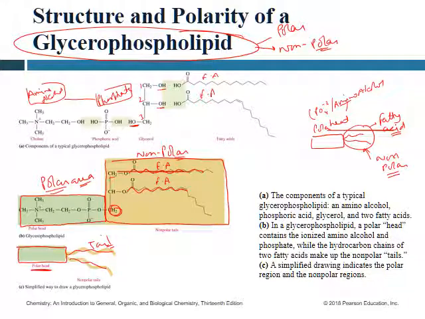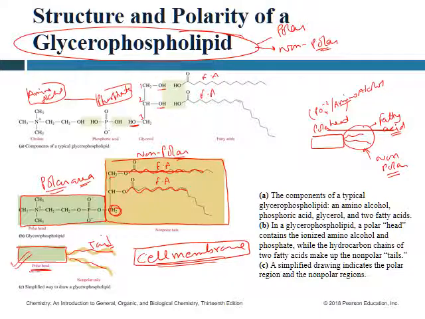This glycerophospholipid is an important component of the cell membrane. We're going to talk about this glycerophospholipid model when we talk about the cell membrane, how the cell membrane is made up and what different components it is made up of, right? But make sure you keep in mind the structure of glycerophospholipid.